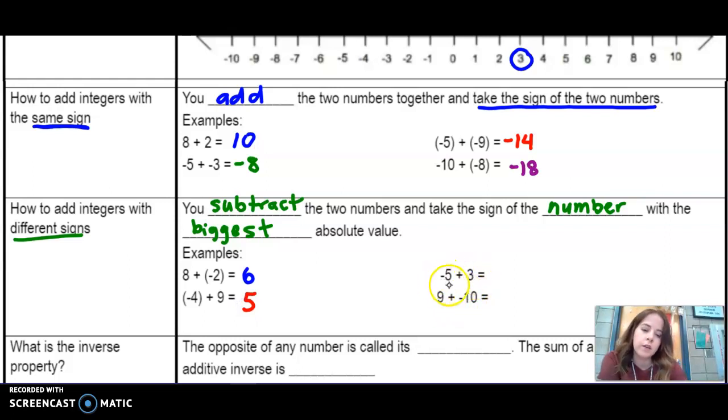Over here, -5 plus 3. Ignoring the negative, 5 is bigger than 3, and the 5 is negative, so I'm going to take that sign. And then subtracting 5 and 3 would be 2. So my answer is -2. Or 9 and -10, ignoring the negative sign to see which one's bigger. 10 is bigger than 9, and that 10 is negative, so my answer will be negative. And subtracting the two numbers, 9 and 10, you'd get 1.